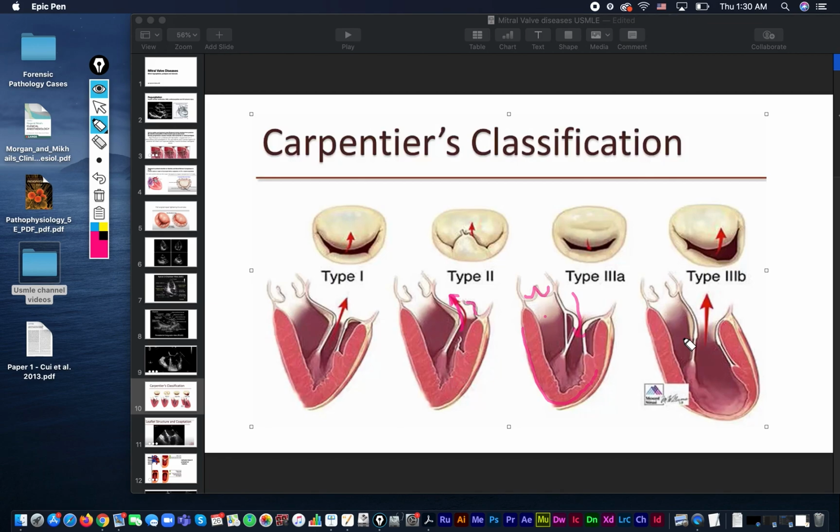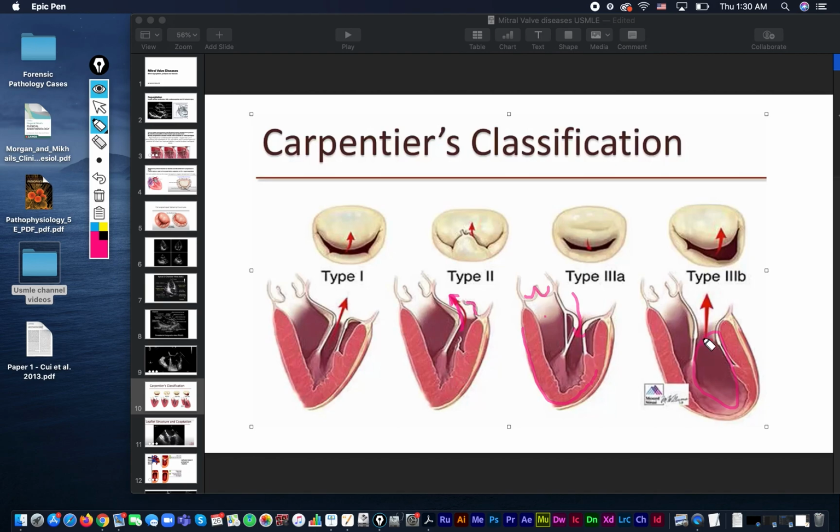Type 3B is caused by leaflet motion defect during diastole only due to an enlargement of the left ventricle, sorry. So only during diastole. So what kind of disease would cause only diastolic mitral valve prolapse?